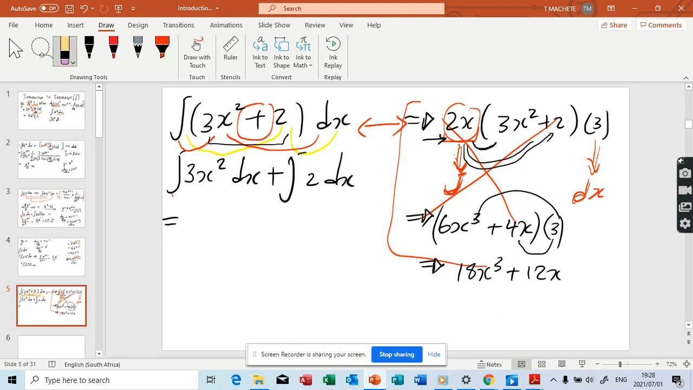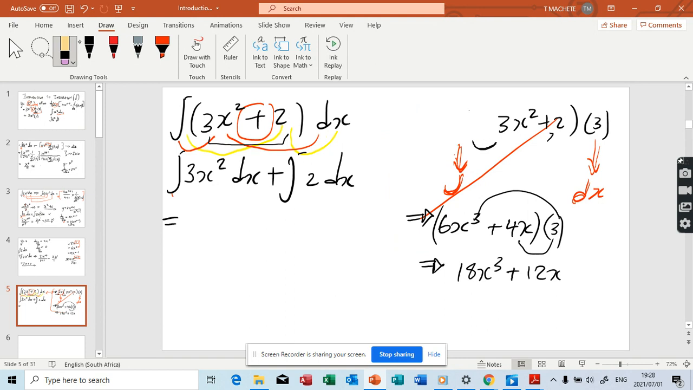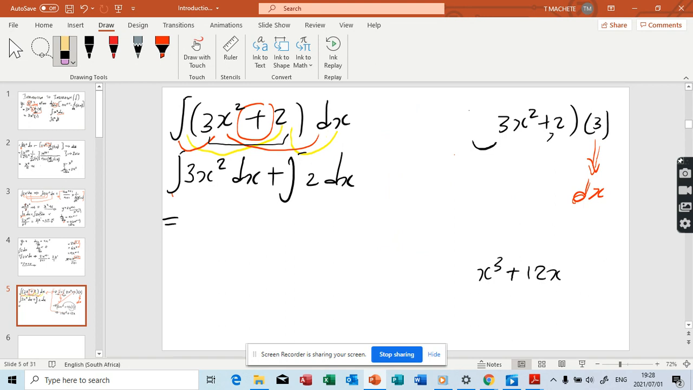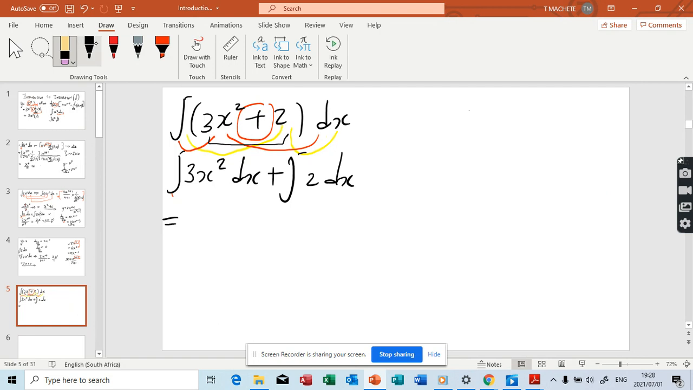Let me just erase it so that you guys don't get confused. I was just showing you how to multiply out, so that it will make sense when I multiply out the integral sign and the dx. Focus on the left hand side. This one you must ignore, we're not going to use it. So do you understand this part?